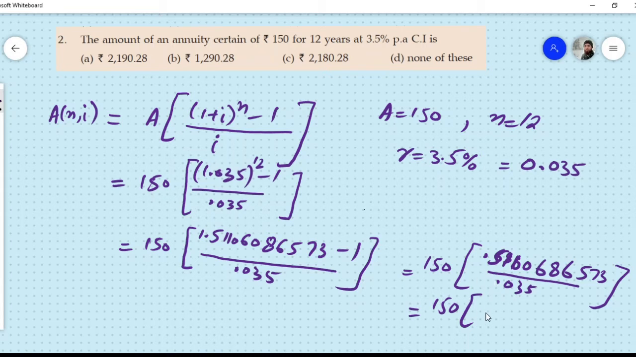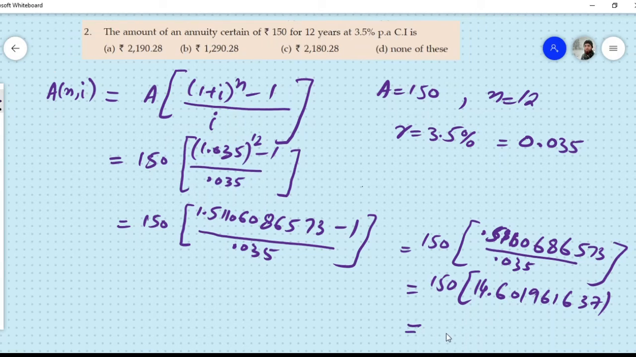So let us first solve. Dividing it by 1.035, it will be equal to 14.6019637, and this is equal to 2190.29. Therefore, the first option is 2190.28. I think this is the correct option. So this is the correct option.